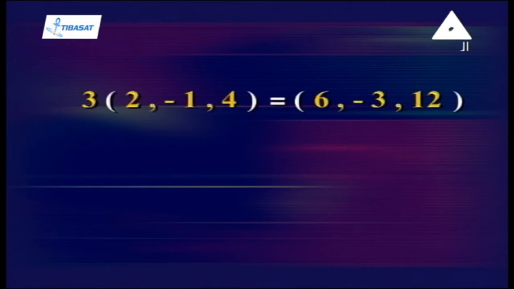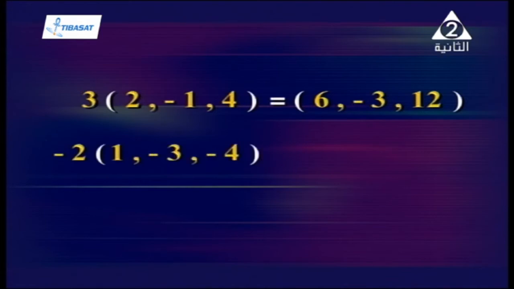Look at this: if we have 3 multiplied by (2, negative 1, 4), we distribute, multiplying 3 times 2 gives 6, 3 times negative 1 gives negative 3, and 3 times 4 equals 12. We distribute the 3, multiplying the components x, y, z. Also negative 2 multiplied by (1, negative 3, negative 4) equals (negative 2, 6, 8).